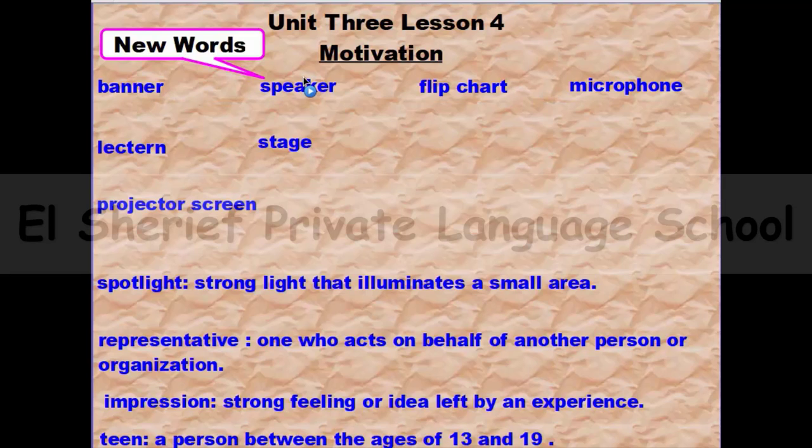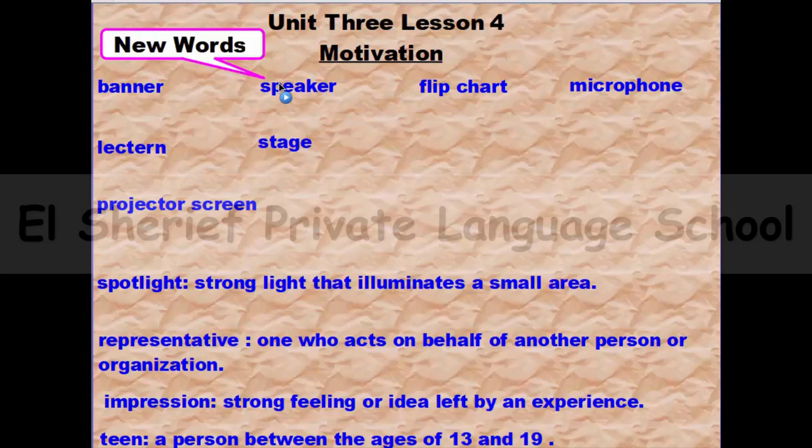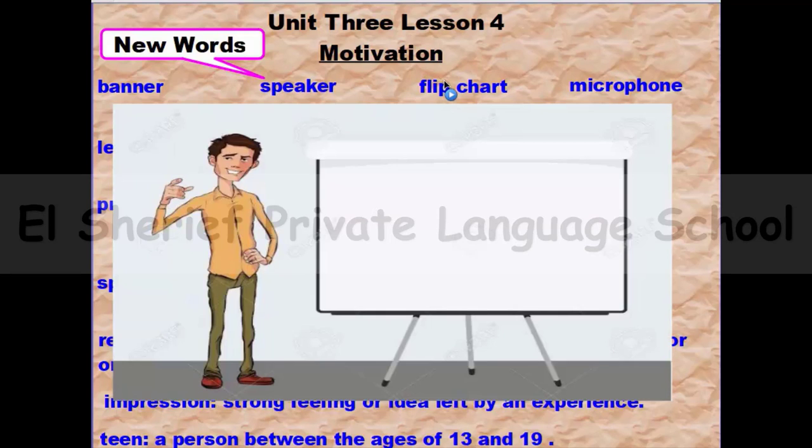Okay? Number 2, speaker. This is the speakers. I think all of us know it. Speaker, something that we can get sounds coming out of it. So they are the speakers. Okay? Number 3, flip chart. This is the flip chart. It's a board that has more paper here, and we can change these papers while discussing some matter. Okay? It's the flip chart.